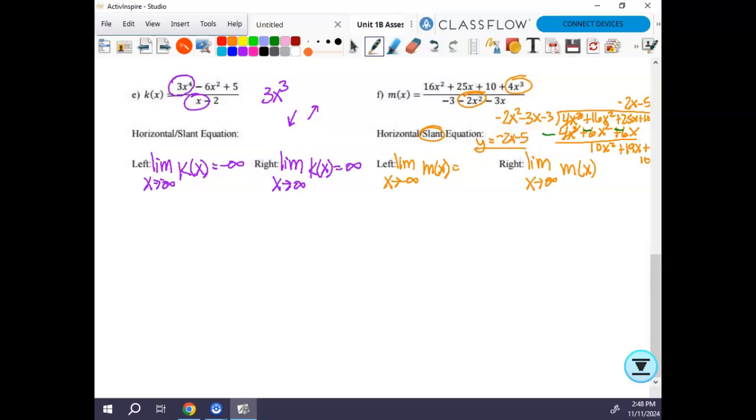There's my equation. So that line has a negative slope. Looks like that. So as x approaches negative infinity, y approaches infinity. And as x approaches infinity, m of x approaches negative infinity.